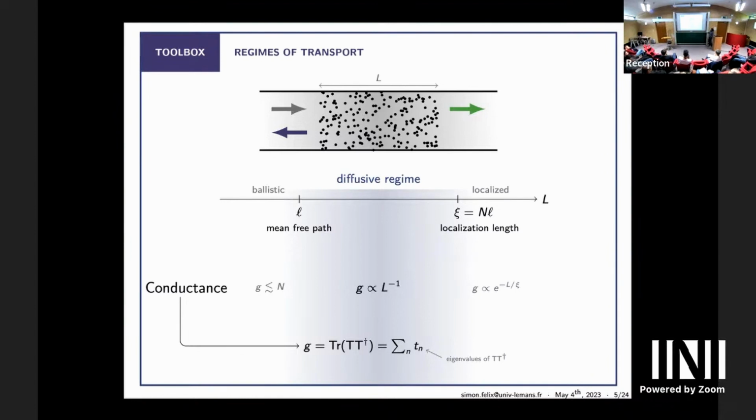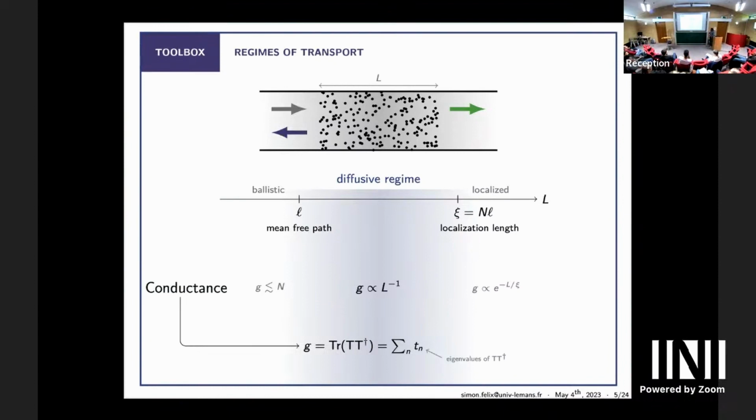The conductance for the ballistic regime, since we have only weak scattering, is close to the maximum value of the conductance, so it's close to transparent. And in the diffusive regime, we are in the, I would say, classical Ohm's law, so the conductance decreases as the inverse of the length. In other words, the resistance increases linearly with the length.